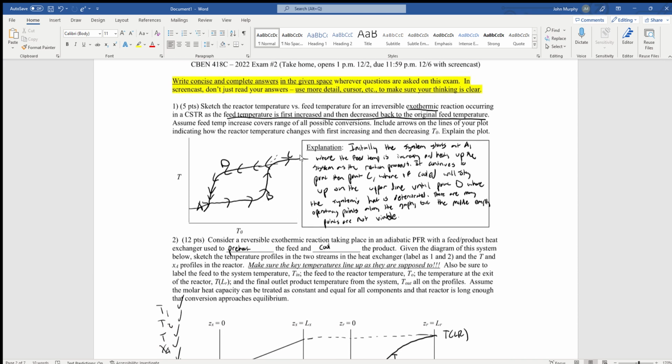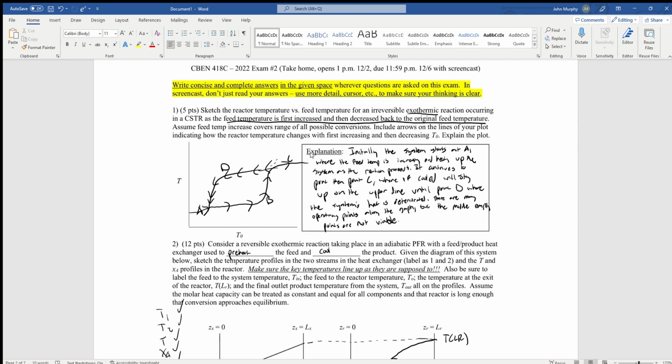Problem 1. Basically, we're asking what happens if we have a feed temperature that's going to be increasing over time, then decreasing over time afterwards, and then we have a big tank that's going to be in there.